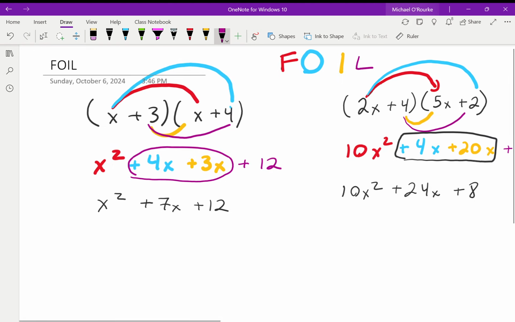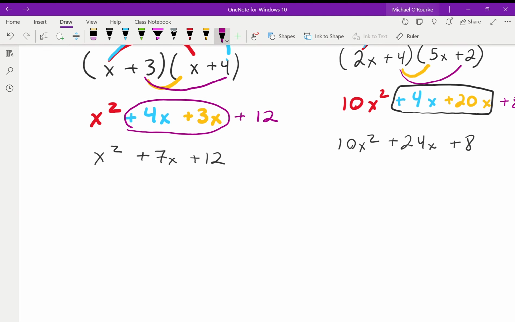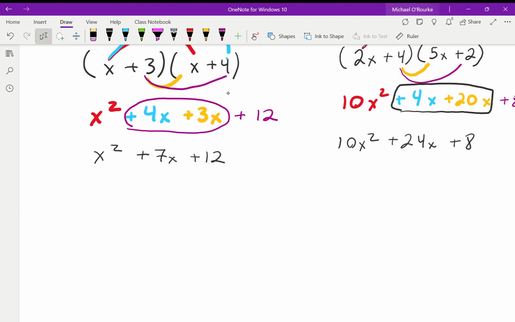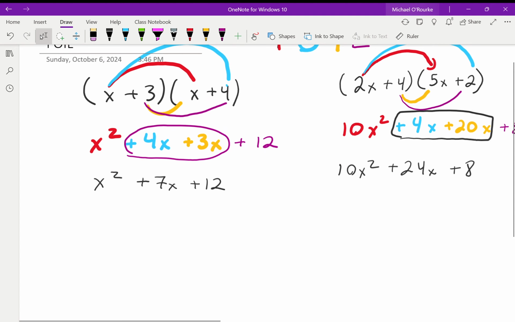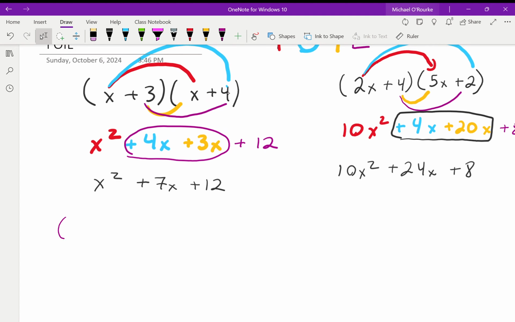Now the only thing I can do to mess you up now is introduce negatives. I'm going to leave that right there so you can see it. So what if I went 2x minus 4, and then 5x minus 2 here.